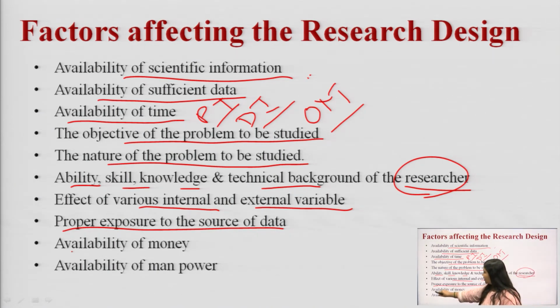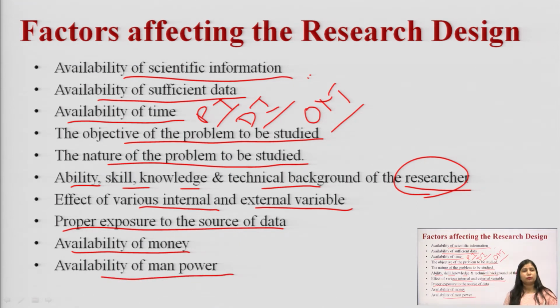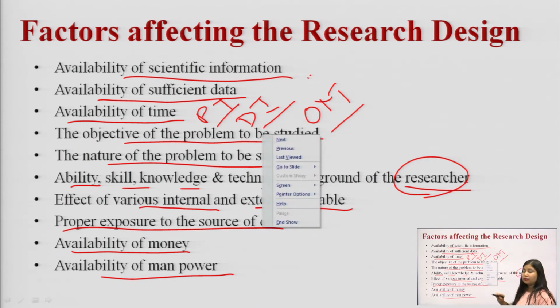Then availability of money, how much funds you have. If you have more money, then you may opt for some research design, but if you have less money, then you can opt for some other research design. And also the availability of the manpower you have to conduct the research. The same: if you have less manpower, you may go for the survey method, but when you have large manpower, then you may go for the personal interview, your Delphi technique, or your observation method.